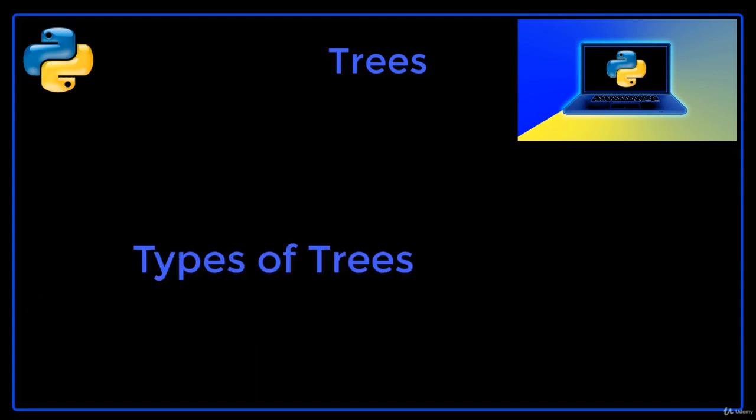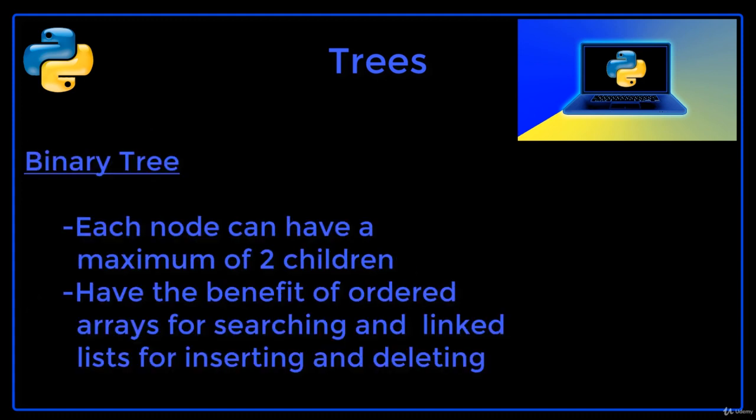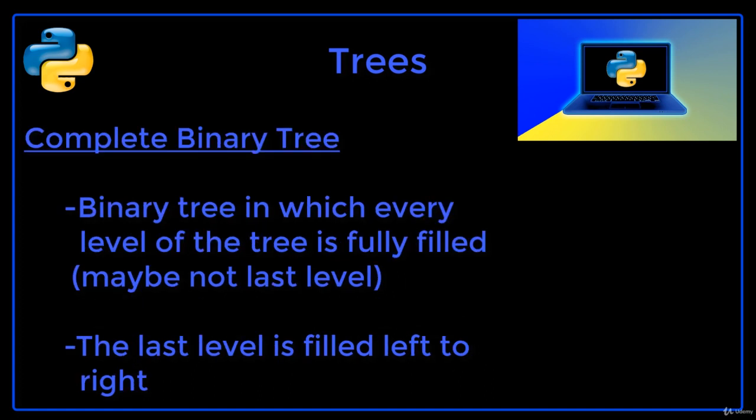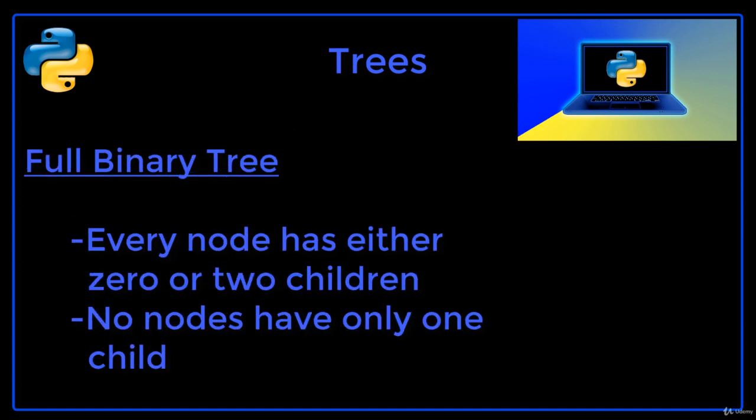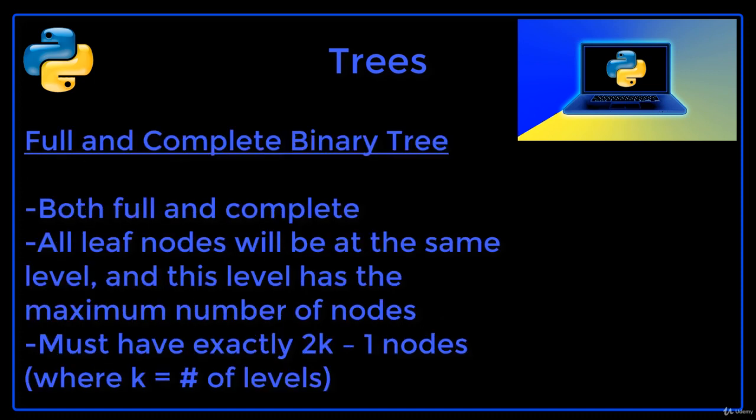Let's learn about the different types of trees. A binary tree is where each node can have a maximum of 2 children, and we have the benefit of ordered arrays for searching and linked lists for inserting and deleting. A complete binary tree is a binary tree in which every level of the tree is fully filled, but perhaps not the last level, and the last level is filled left to right. A full binary tree means that every node has either 0 or 2 children, and no nodes have only 1 child. A full and complete binary tree is both full and complete.